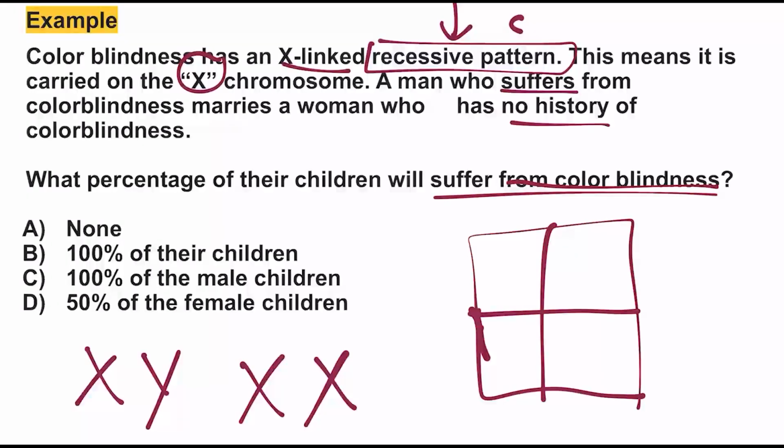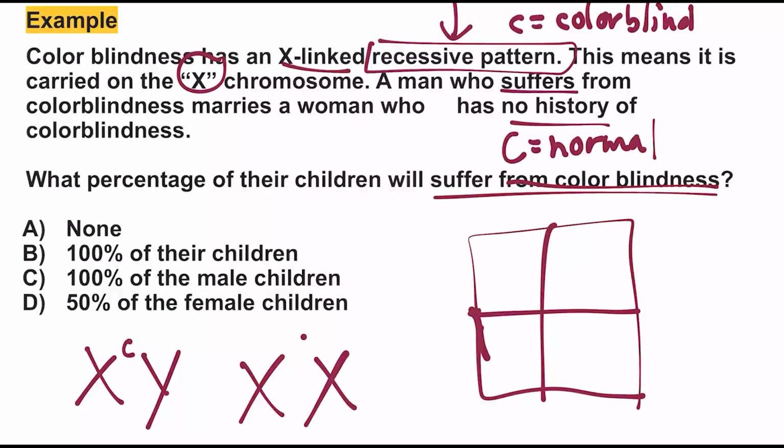So let's say that a lowercase c is equal to color blindness, and a capital C is equal to normal vision. And because it's X-linked and recessive, the man who suffers from color blindness will have a lowercase c on his X chromosome, and the female who has normal vision will have two capital C's on both of her X chromosomes.